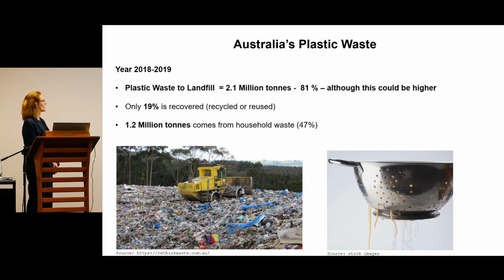And you can see this is an example. This is Australia's plastic waste production for the year 2018 to 19, and Australia sent 2.1 million tonnes of plastic waste to landfill, which is around 81% of all plastic waste used in Australia. So a very small amount, only 19%, of plastic waste was recovered. An area where we could focus our efforts in reducing plastic waste would be household waste, as 47% of plastic is produced from domestic households.